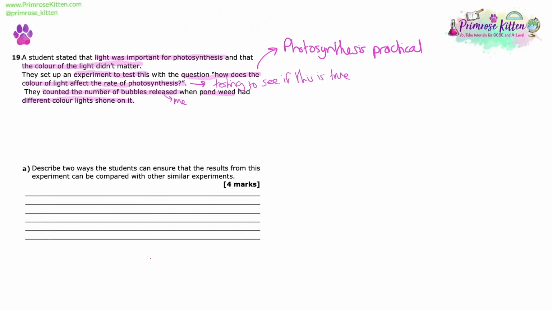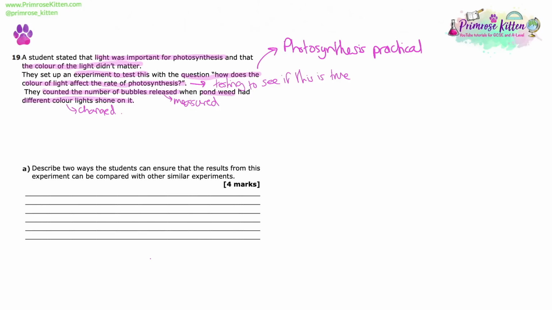So we've got given quite a lot of context here, but not written out like a standard method, but we have to just figure out from the question what they did. So they measured the number of bubbles that were released, and what they changed were the different colours of light that were shone on it. So this is what I do with anything where there's a practical question, lots of text. Make sure you've read through, you understand what they're trying to tell you with this information, and make some little notes like this because it's going to help us when we then have a go at the questions.